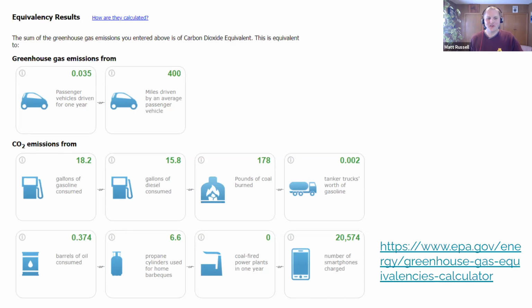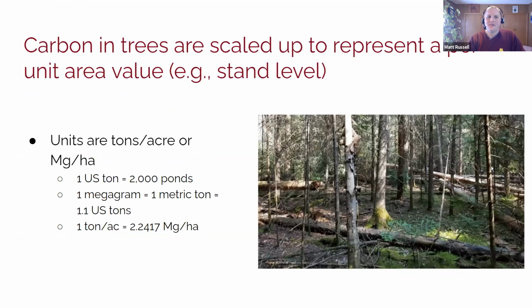There are lots of other great equivalency measurements that you can share with others when it comes to conveying how important your forest and sequestration really are. And that's really at the tree level.